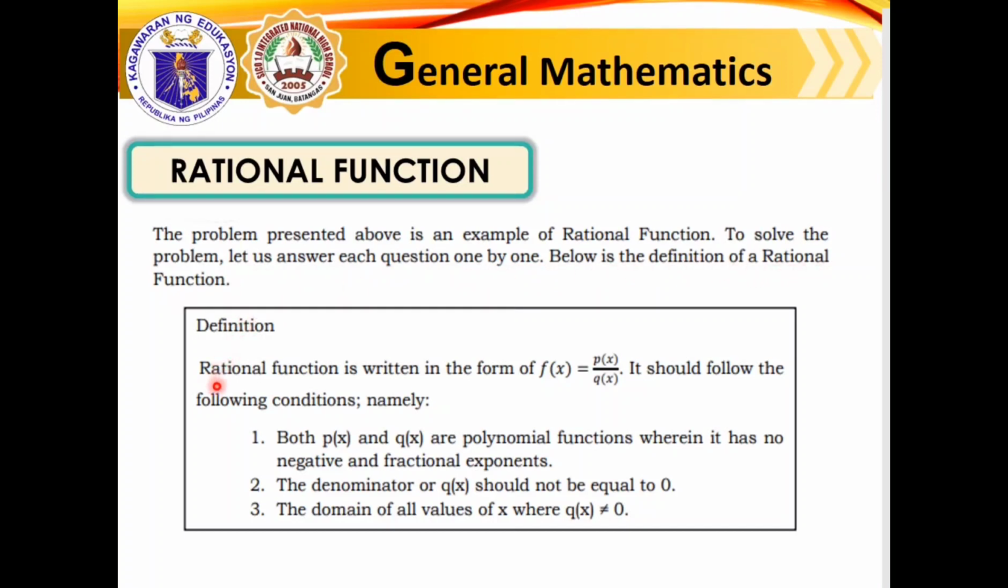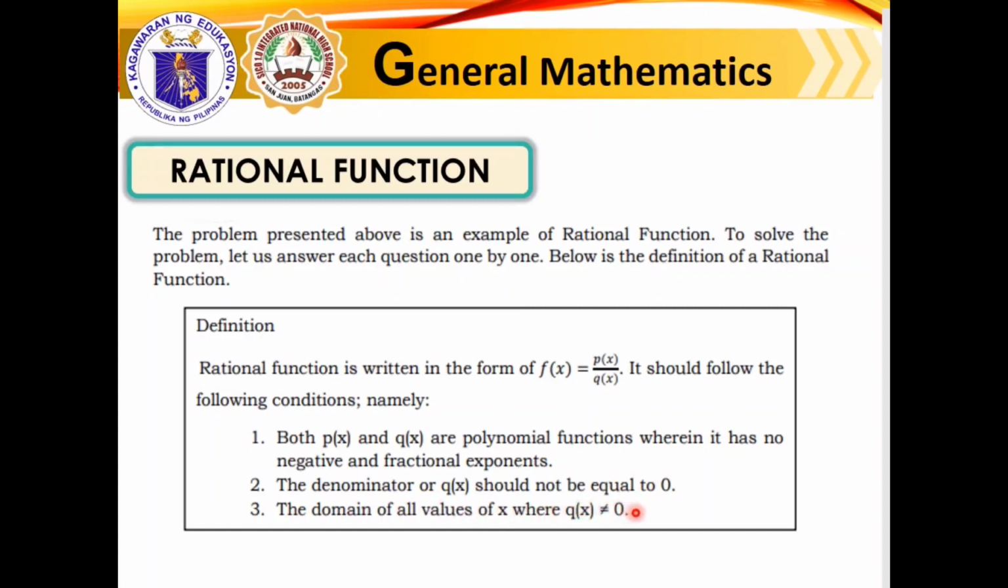A rational function is written in the form f of x equals p of x all over q of x. It should follow the following conditions, namely, first, both p of x and q of x are polynomial functions wherein it has no negative and fractional exponents. Second, the denominator q of x should not be equal to 0. And third, the domain is all values of x where q of x is not equal to 0.